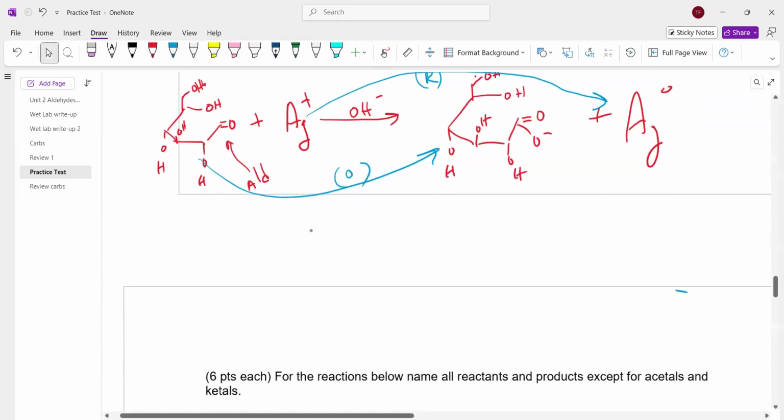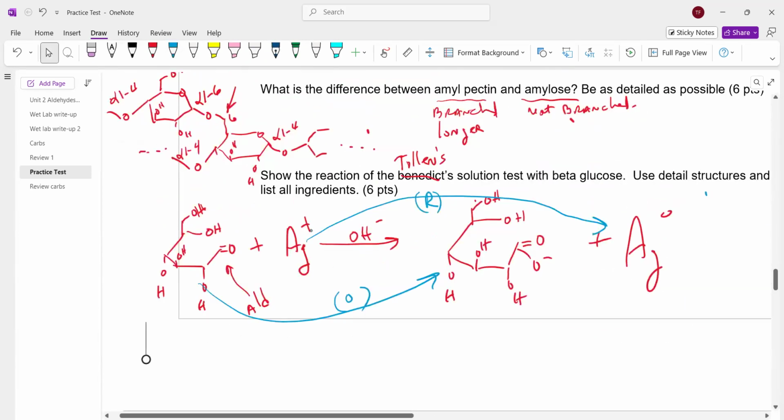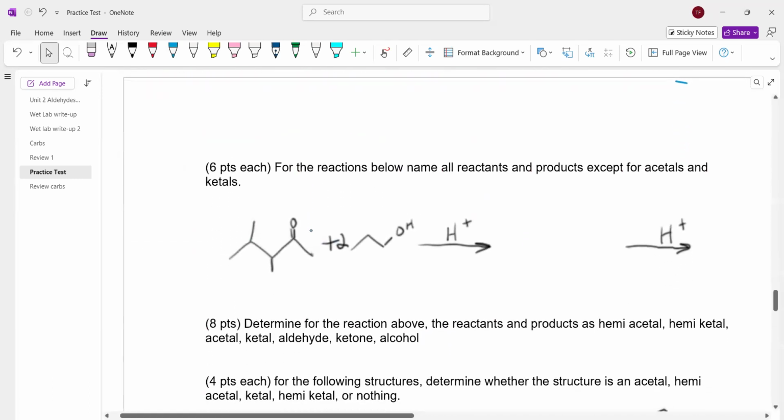Okay, so I think that was the last page. Oh no, not yet. The difference between the Tollens and Benedict's test, at least in the oxidation of beta glucose: the beta glucose is going to have the same reaction, I guess. Yeah, exactly. The difference between the two is Tollens uses silver, Benedict's uses copper. The carb itself undergoes the same oxidation in both of them. Good question.